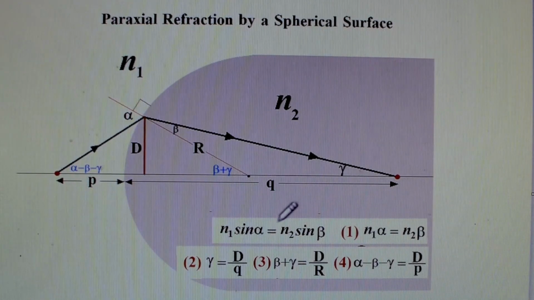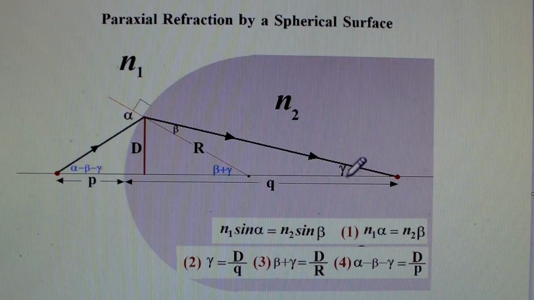The first one is Snell's law. N1 sine alpha equals N2 sine beta. Now we apply the paraxial approximation. That means the angle is very small. That means we move this point down here, very small. So N1 times alpha equals N2 times beta.